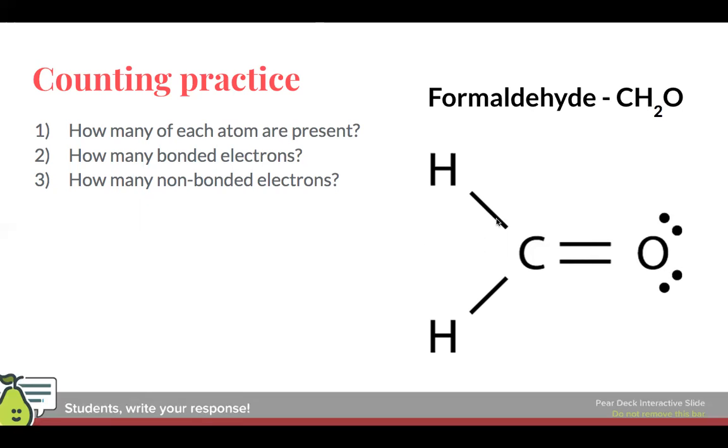How many bonded electrons? There's 1, 2, 3, 4, a double bond here. 8 total electrons in the bonds, since there are 4 bonds, and each is worth 2. Non-bonded electrons, 1, 2, 3, 4. 4 non-bonded electrons. There's 2 pairs of non-bonded electrons. And we call these lone pairs. Lone pairs and non-bonded pairs mean the same thing.